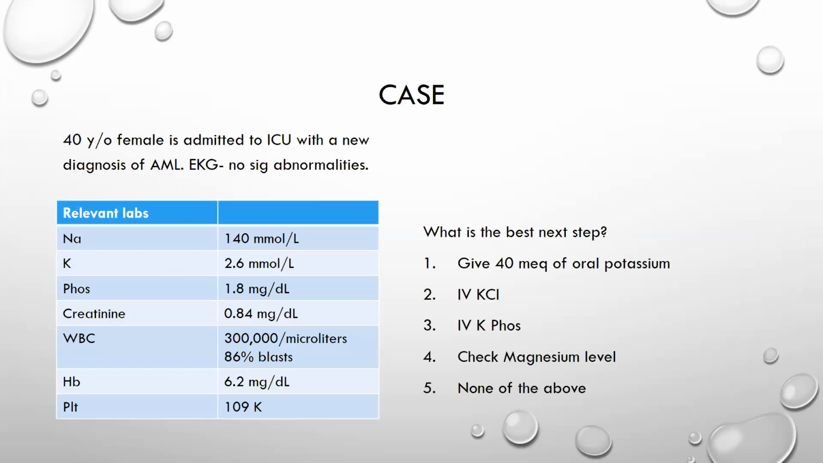Okay, so we have a 40-year-old female in the emergency ICU. Sounds kind of familiar to a previous case we just did, with a diagnosis of AML, EKG with no significant abnormalities. You have your labs here: potassium is 2.6, creatinine 0.84, it's fine. White count is 300,000 with a very high percentage of blasts. Hemoglobin and platelets are pretty low. So what is the next best step?